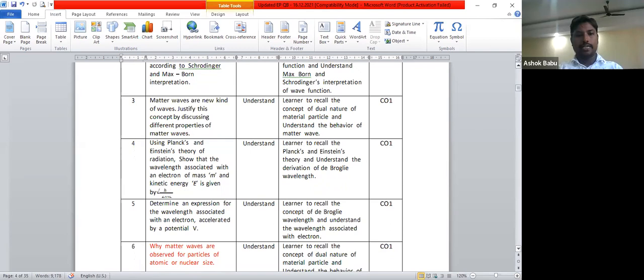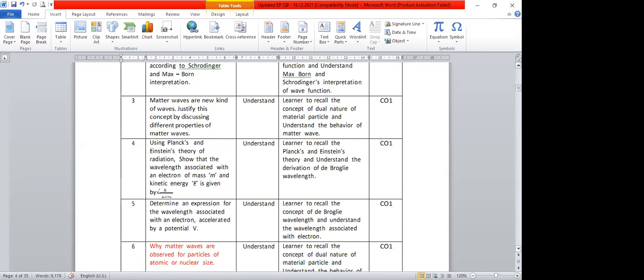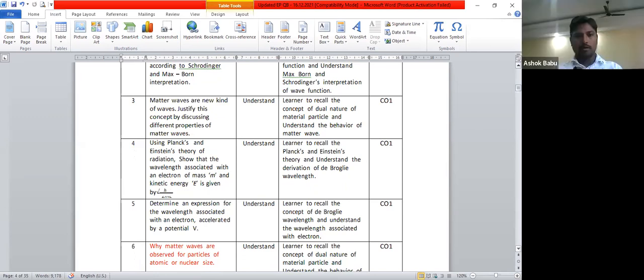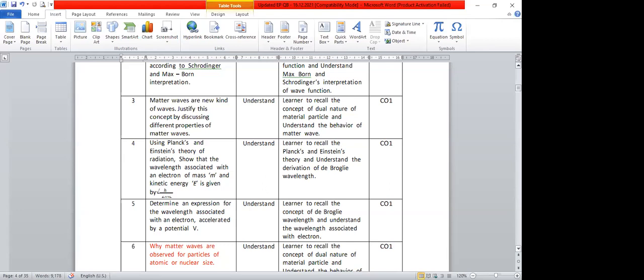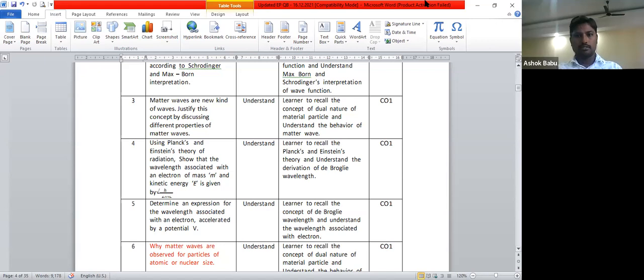Rule number 8. Are you there, Amma? Rule number 8. Not audible, Amma. Your voice is not audible. I think you are having a mic issue. Keep one text message in the chat box, Amma. Are you there or not? Please keep one text message in the chat box. Okay, no issues, Amma.